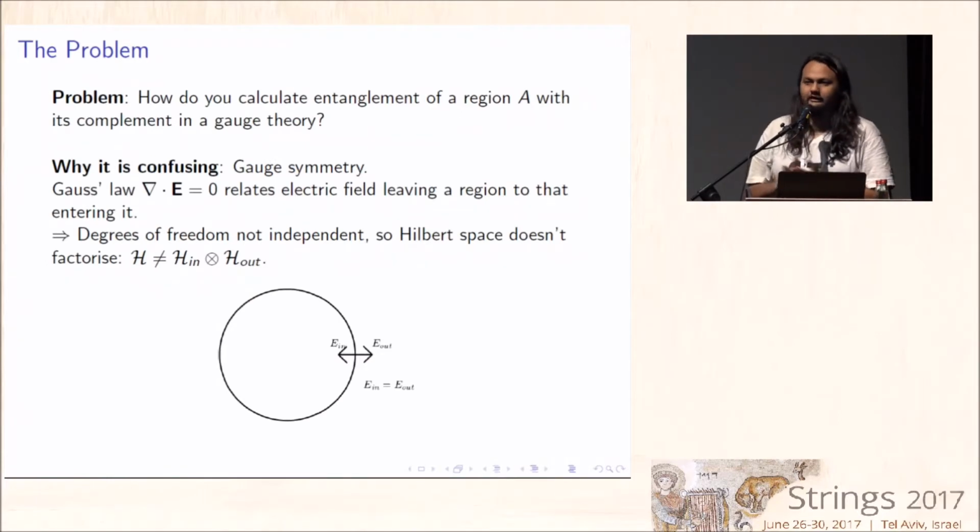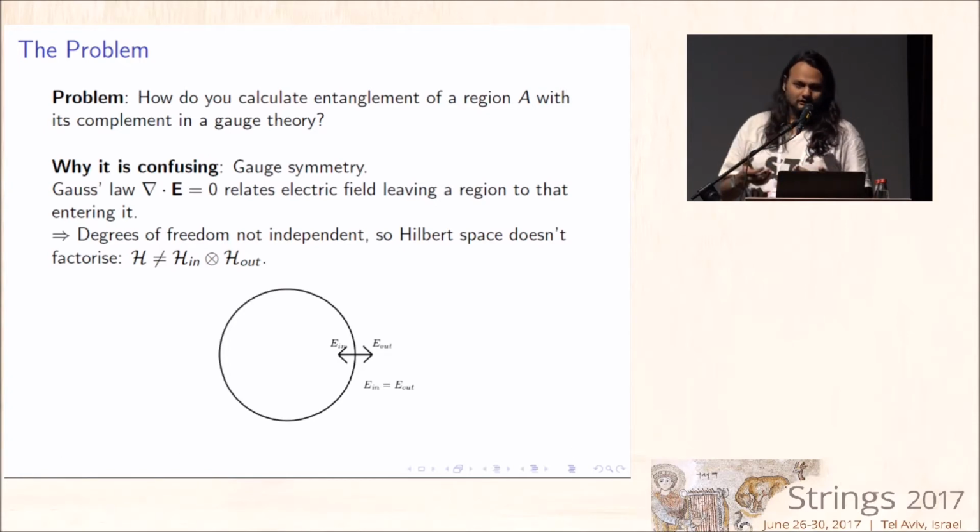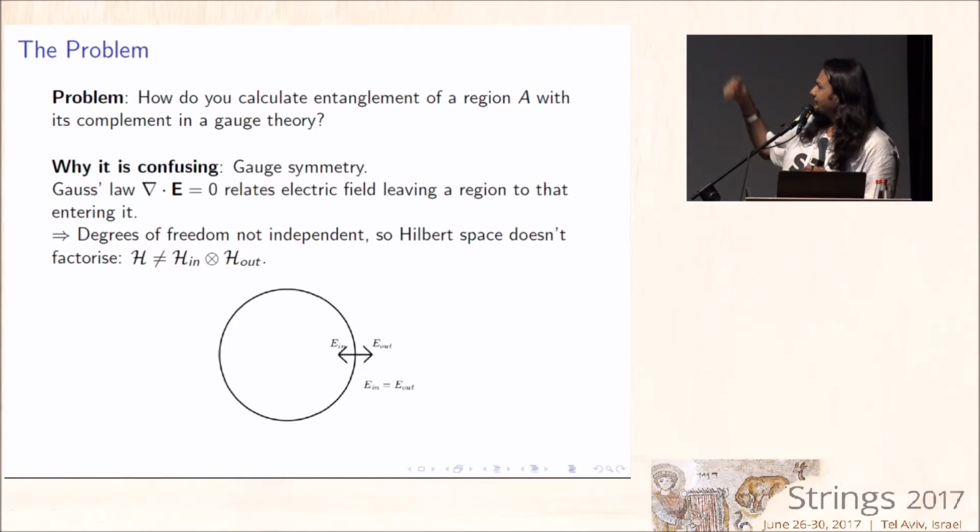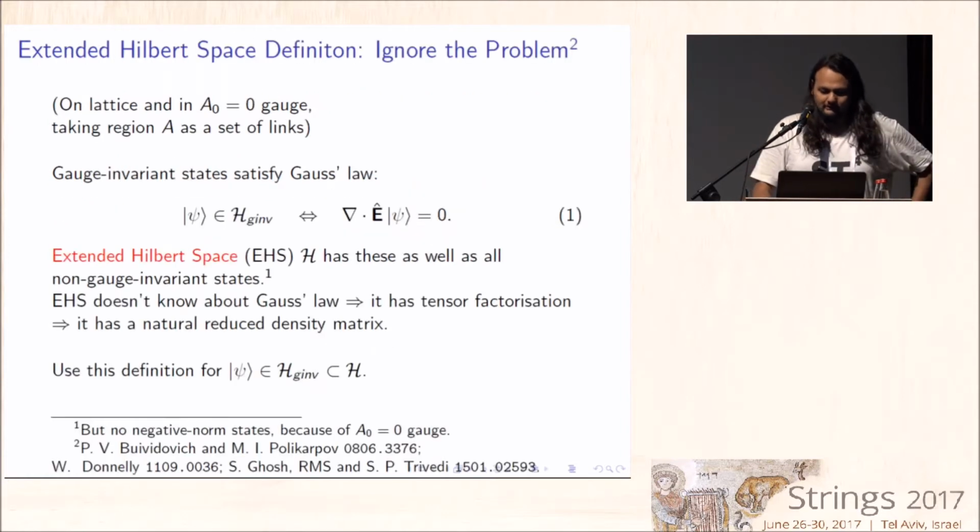The problem I'm going to address today is how to define entanglement in a gauge theory. The reason this is confusing is Gauss law. Gauss law relates the electric field entering a region to that leaving the region. Because of this, the degrees of freedom, the incoming electric field and the outgoing electric field, are not independent, which means that the full Hilbert space doesn't factor into an inside part and an outside part. So what do we do about this problem?